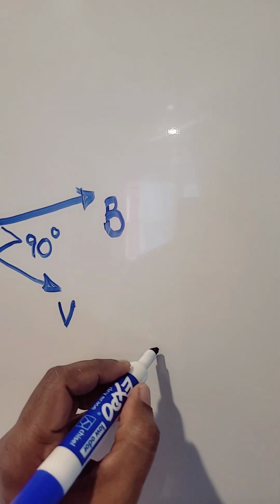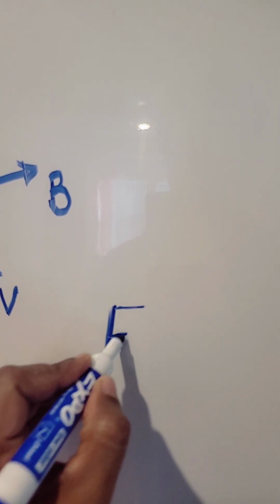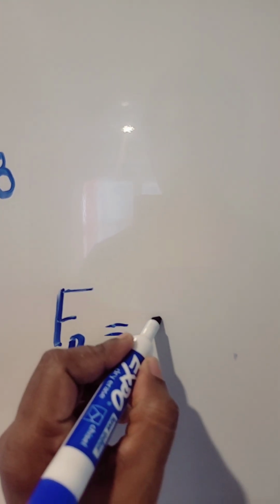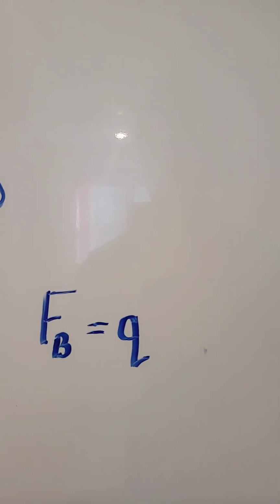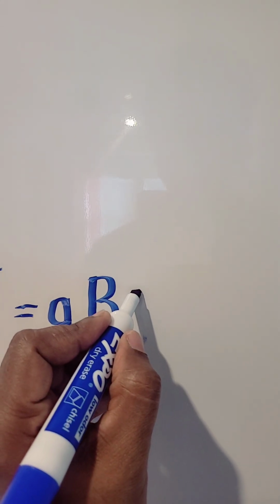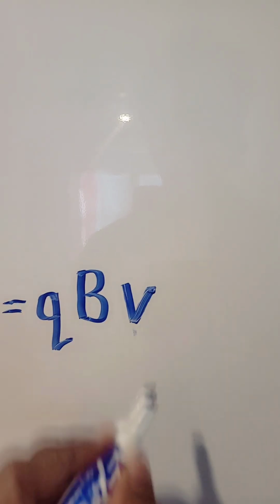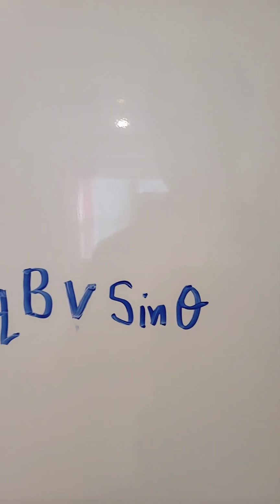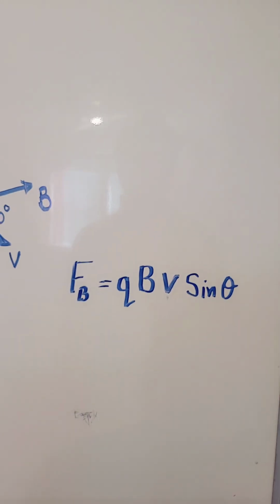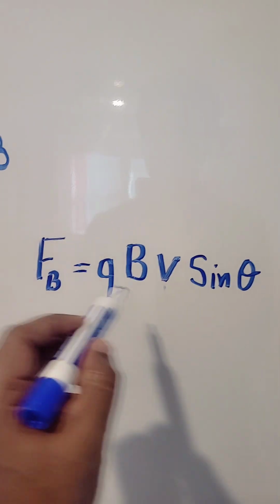Okay, so I'm going to write down that equation. The force due to the magnetic field, usually written as F_B, is equal to the charge of the particle, usually given as q, times the size of the magnetic field B, times the size of the velocity vector v, times the sine of theta, where theta is the angle between the magnetic field vector and the velocity vector. So that's how we find the size of the magnetic force.